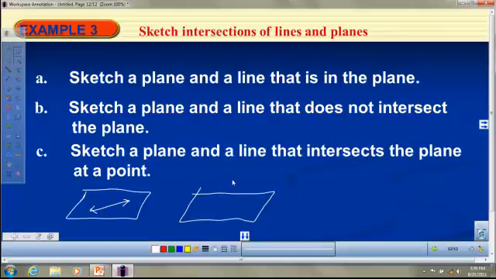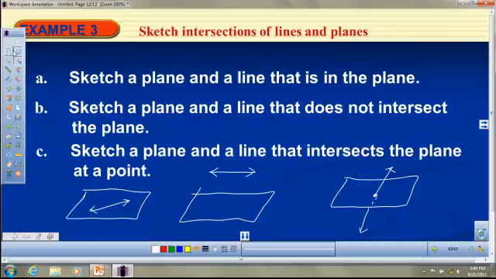So there's our plane, and think of that like the floor, and this line is above the floor. So the intersection here is none. The third one, we've got a plane, and we want it to intersect at a point, so I'm going to draw a ray that goes up here, and I'm going to draw a little dashed line here, and have it come out here, where the intersection is. So they intersect at a point. We can have the line be the intersection, we can have no intersection, we can have a point be the intersection. Okay?